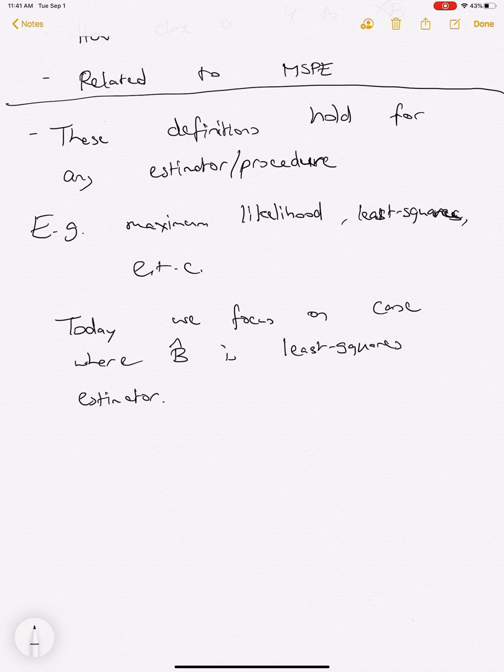So if you were doing maximum likelihood or least squares or method of moments or any other procedure that you can think of, you can see how these methods compare in terms of any one or all three of those performance metrics. Later today, we're going to focus on how these three metrics look when we're talking about the least squares estimator. But you should keep in mind that these metrics hold for everything. So you should keep these metrics in mind as a tool for comparing different procedures.